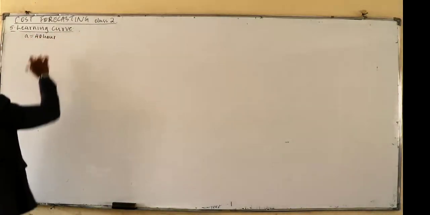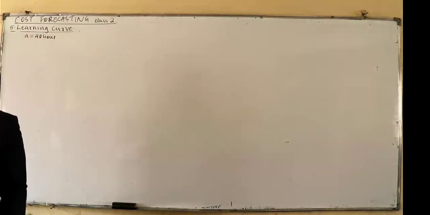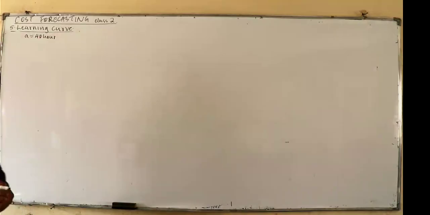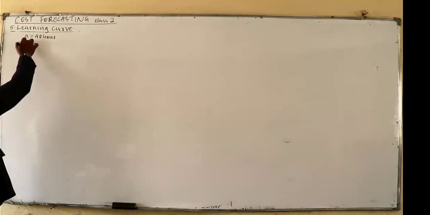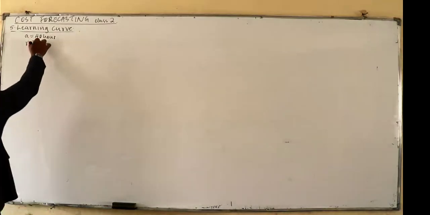Now can you go back to what you have written? We have said that what is A? A is the time taken to make the first unit. For example, the first time you did that question to balance, it took you 6 hours. Now that will be your A, the time taken to make the first unit. Then assume that R is the learning rate. Based on how I've assessed you, you are learning at the rate of 90%.